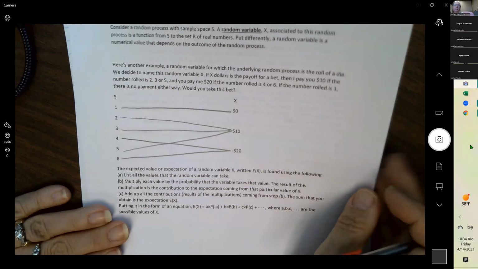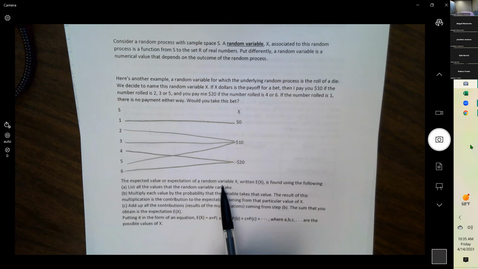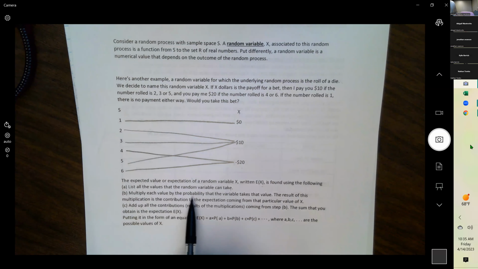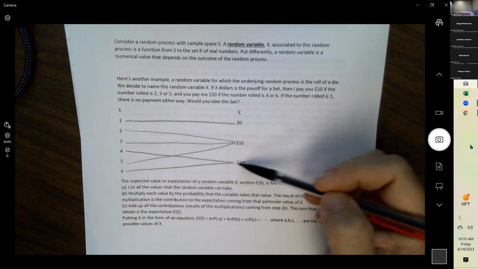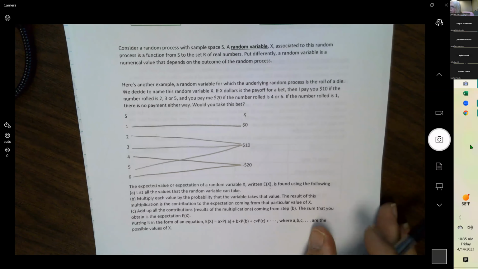Well, what we can do is find what's called the expected value, or expectation, of a random variable. They write it E of X. You list all the values the random variable can take, and multiply each value by its probability. So take the dollar amount and multiply it by its probability. Add them all up, and that's your expected value. And we'll do this problem.